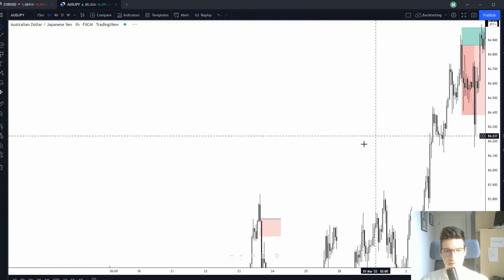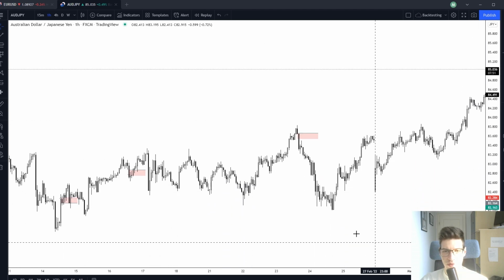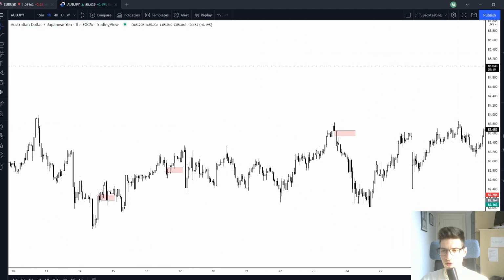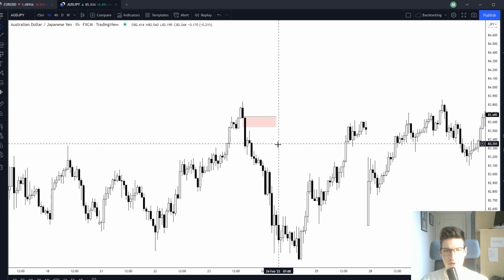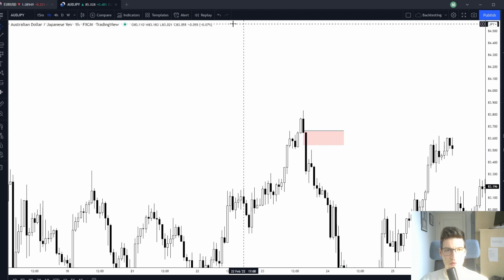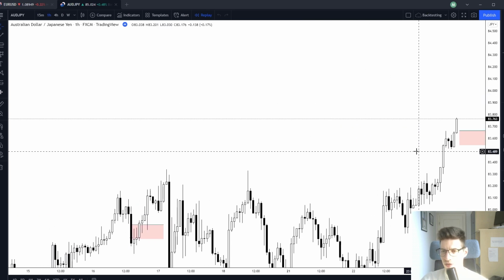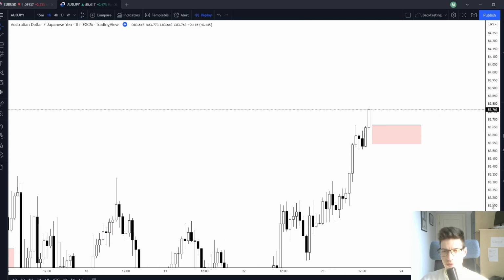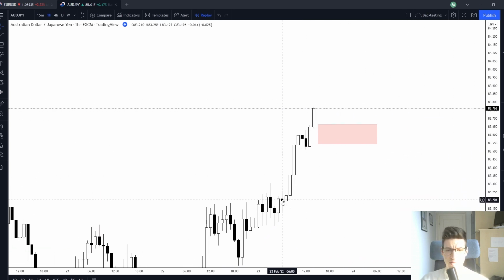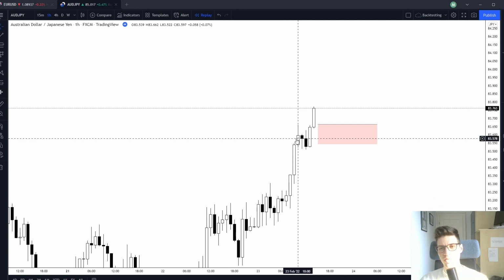So let me exit the bar replay. So there is another long trade I took right here. This was very similar to the Aussie and US dollar. It actually occurred at the same time, and I was seeing the same thing. I was seeing a nice impulse to the upside, some nice momentum.